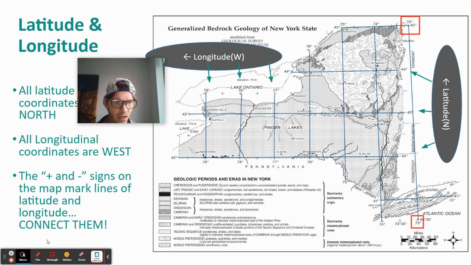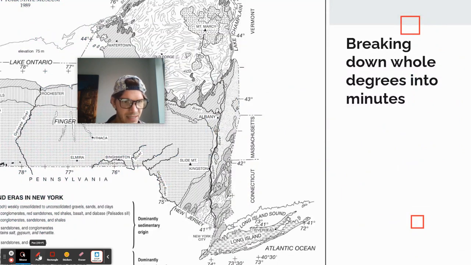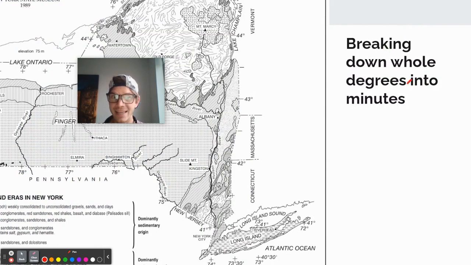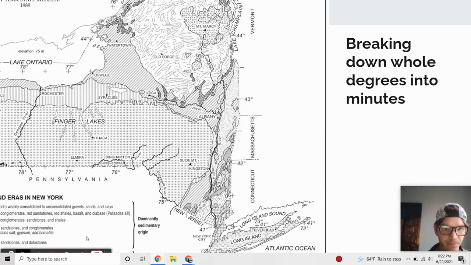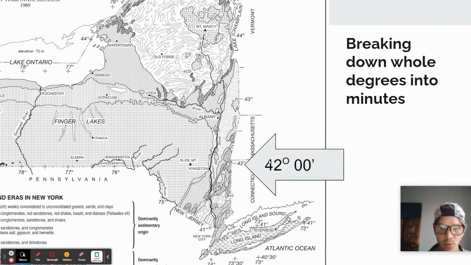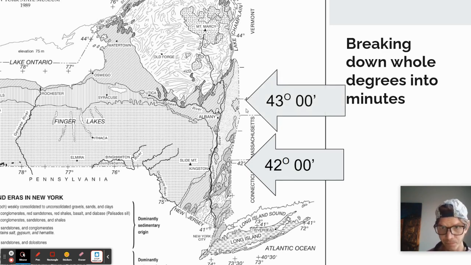Let's take a look at a couple more things having to do with this, and that would be, let's just draw on here again, breaking down a whole degree into minutes, which is getting us a more specific location on the map. So right over here, that would be considered 42 degrees and 0 minutes. It would be like saying o'clock if we were talking about time, like 5 o'clock, exactly on 5. So this line is exactly on 42 degrees north, so it's 42 degrees and 0 minutes north. Just like this line here is 43 degrees and 0 minutes.